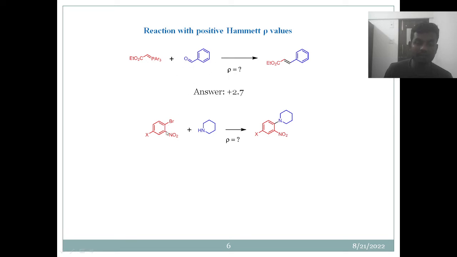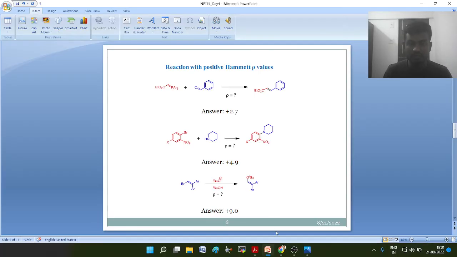Okay, so the electron density will be delocalized over the benzene ring, but because of this nitro group, most of the negative charge will be captured by the nitro group. So it will also have a positive rho value, higher than the first example, and if you see the answer, it is lying around 4.9. We would expect a much higher value for this reaction because the electron density directly goes to the ring. Still it's not high because of this NO2 group. Most of the negative charge is captured by this nitro group. That's why it is around 5. Okay, 4.9. So let me draw the mechanism so it will be easier.